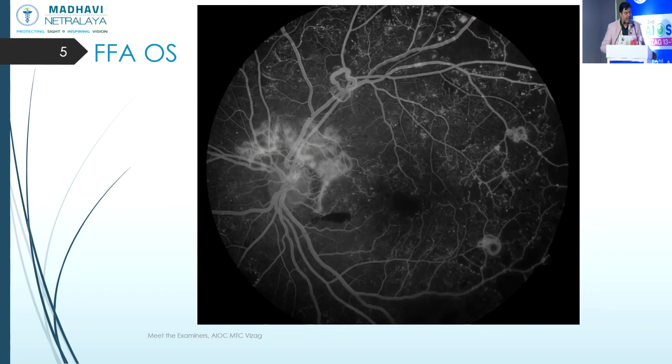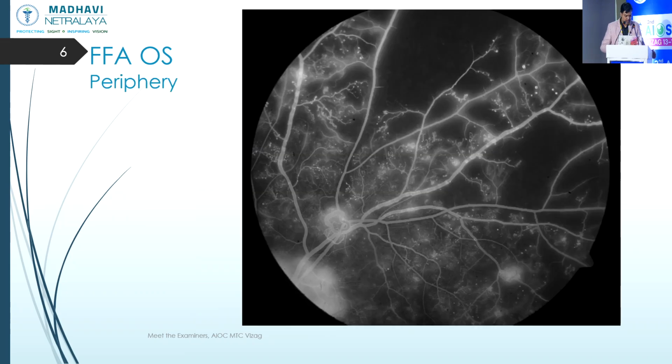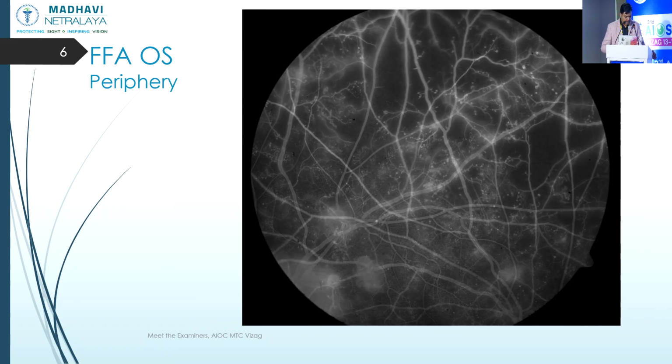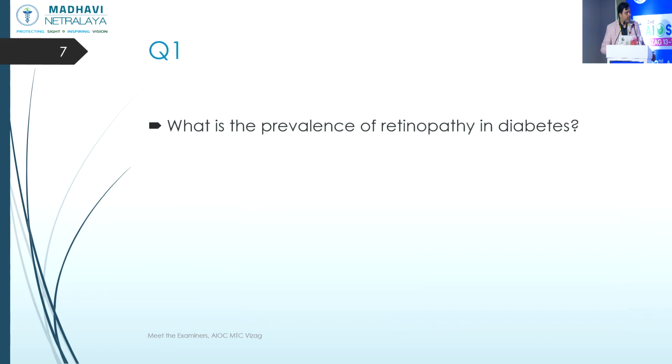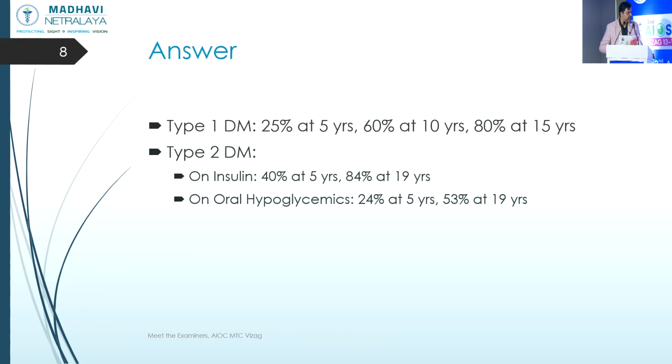The fundus fluorescein angiogram shows corresponding finding with a blocked fluorescence in the area of hemorrhage. So this is the periphery which shows area of capillary dropouts. So the question that is commonly asked in the diabetic retinopathy case is what is the prevalence of retinopathy in cases of diabetes?